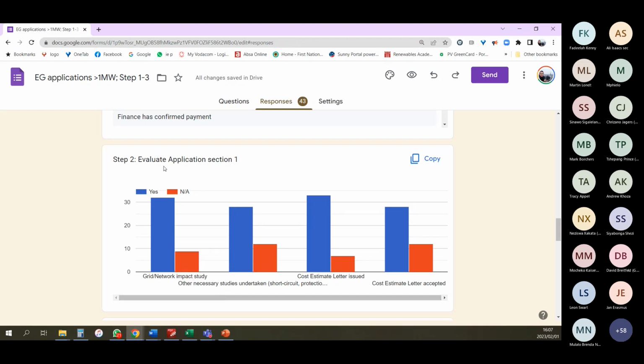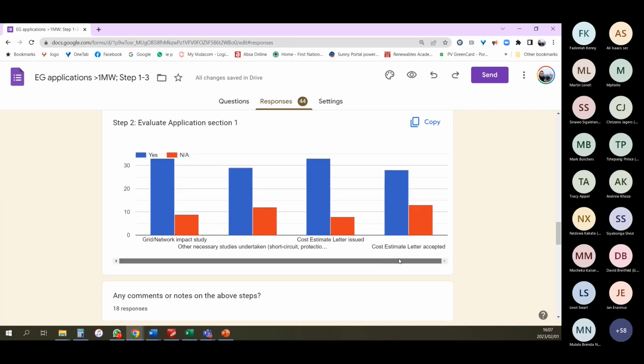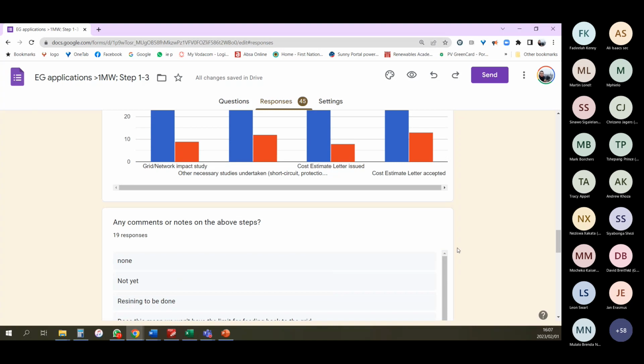If we look at step 2, which is evaluating the application, obviously there's some form of grid impact study done. Other necessary studies undertaken, there's some of that there. Cost estimate letter issued, and then the cost estimate letter accepted. So this is something that you would do, and then we need to have some form of confirmation from that. And this would typically be an email to say we accept the letter, or they sign the letter and send it back. Let's just see what's the feedback.